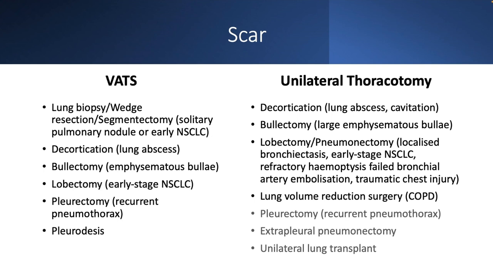And then, let's say for VATS, you start from the smallest. That means it's a biopsy of an indeterminate lung nodule, or biopsy or resection of a solitary nodule, or even early stage lung cancer. It can be decortication, bullectomy, lobectomy, even using VATS. It can be pleurectomy in a recurrent pneumothorax, but very rare. And unilateral thoracotomy is just decortication, bullectomy, lobectomy, and then lung volume reduction surgery.